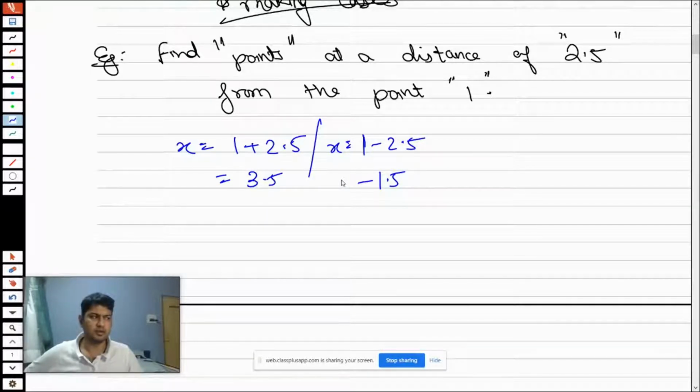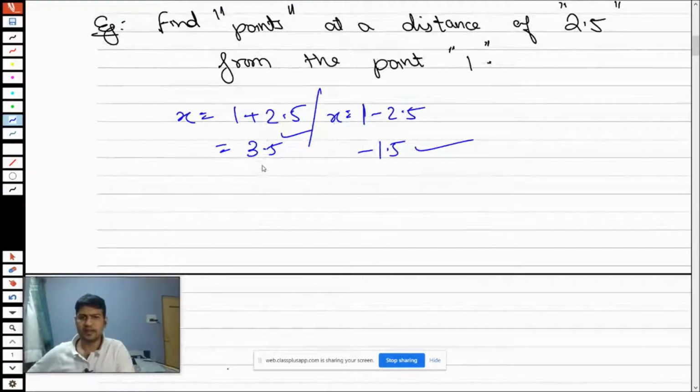No, Alam, it's not 1 and 3.5. It's minus 1.5 and 3.5. Okay, so I hope there is no doubt. If there is, I can go over it again. But the idea is you can make cases.